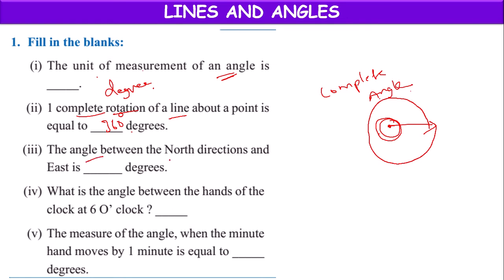The angle between north and east. North and east are mutually perpendicular to each other, 90 degrees, right angle.